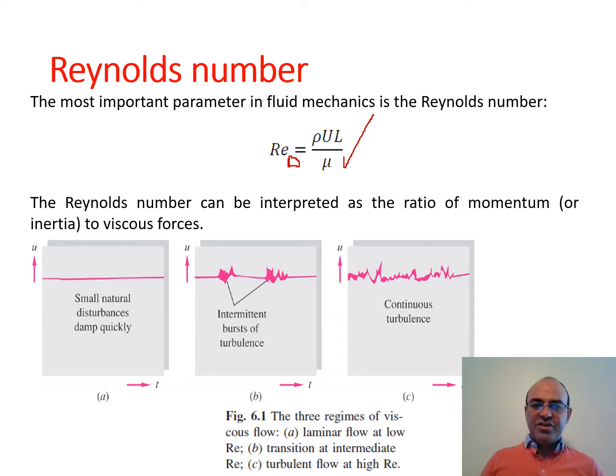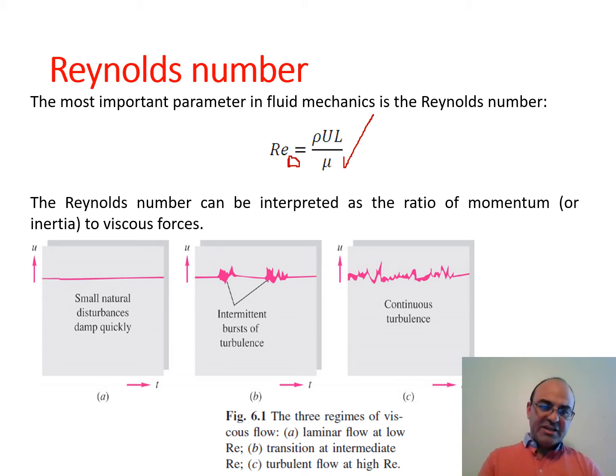So it is interpreted as the ratio of momentum or inertia of the fluid over the viscous forces. So it means that the larger the Reynolds number, the smaller the effect of, for instance, the viscosity. If the Reynolds number is large, then the ratio of momentum over viscous forces is more important. So viscous forces become less and less significant with an increase in the Reynolds number. This is what it means.